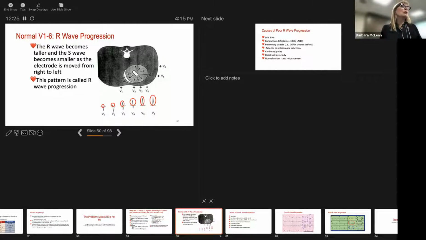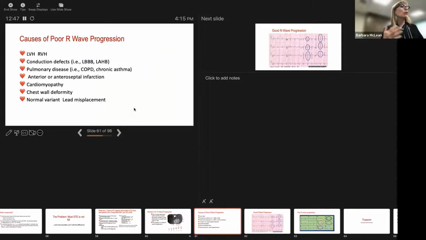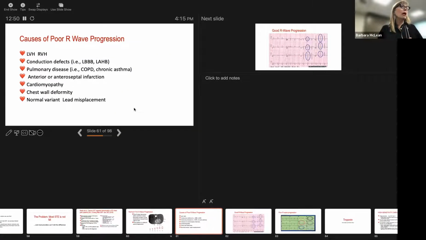The zone of transition is part of R wave progression, and it is affected when you have hypertrophy, when you have bundle branch block, and when you have an anterior myocardial infarction. It's not affected by inferior, it's not affected by lateral, it's affected by anterior myocardial infarction. So we always remind ourselves of the causes of poor R wave progression: LVH, RVH, conduction deficits. You see it with pulmonary disease, and you see it with anterior or anteroseptal infarction. So those are the things I want everybody to remember.